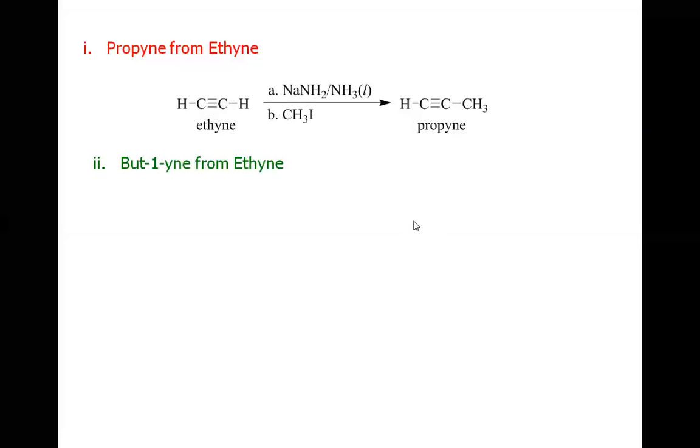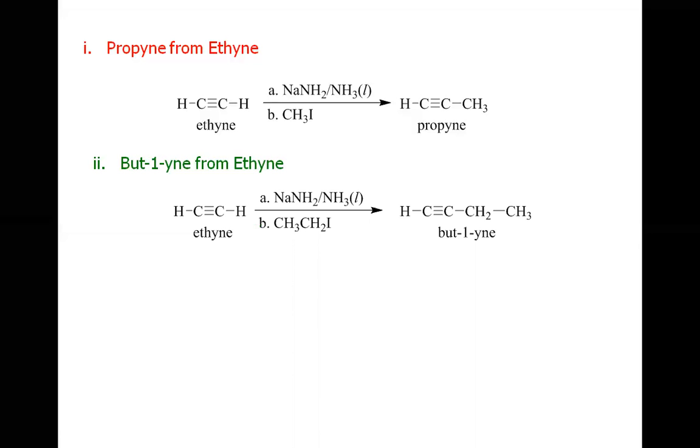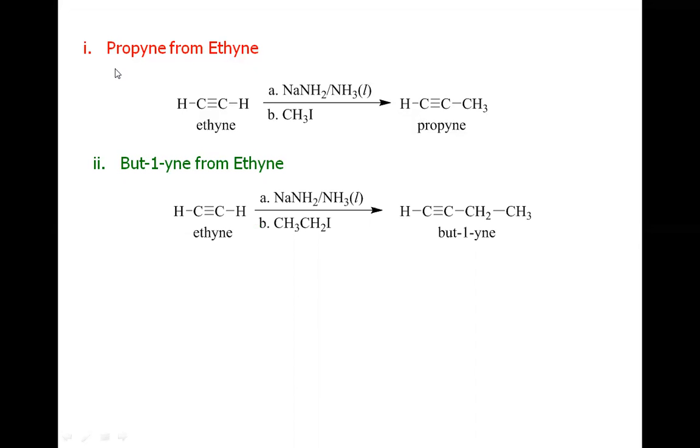For the second reaction, but1 was to be formed from the ethyne. Here, instead of using the methyl iodide, if we simply use the ethyl iodide, we will have this but1, because the sodamide will abstract this hydrogen. We will have this carbanion. This carbanion will attack this carbon, this alpha carbon. Iodine will be displaced. We will have CH2, CH3 with this carbon attached. So this is called but1.